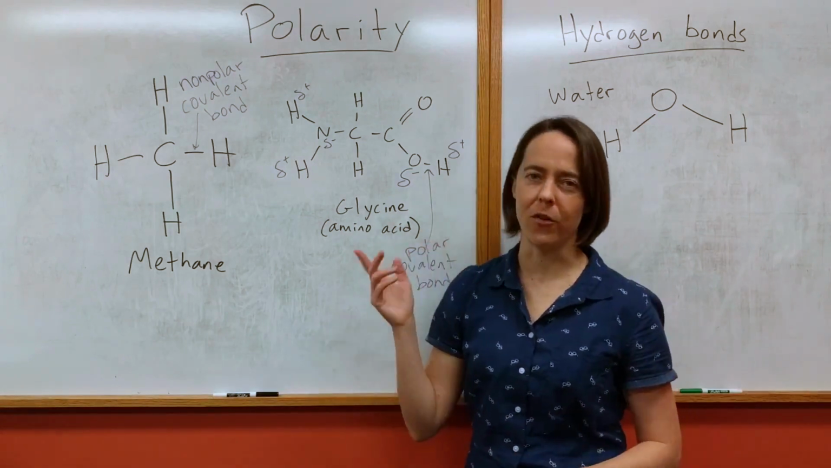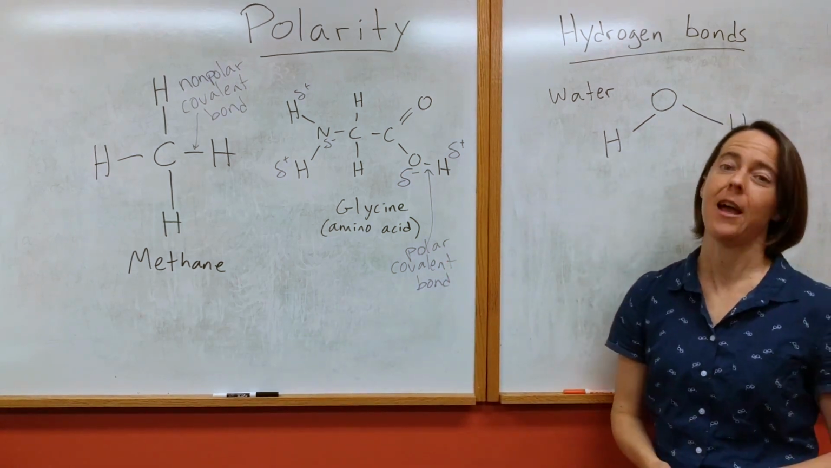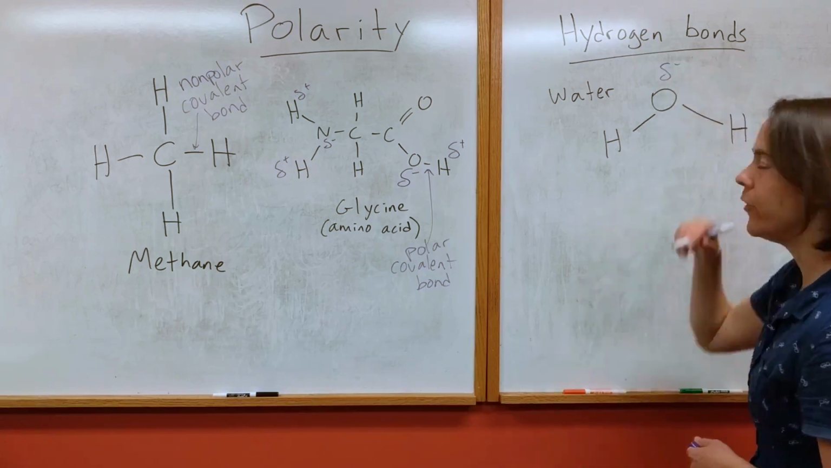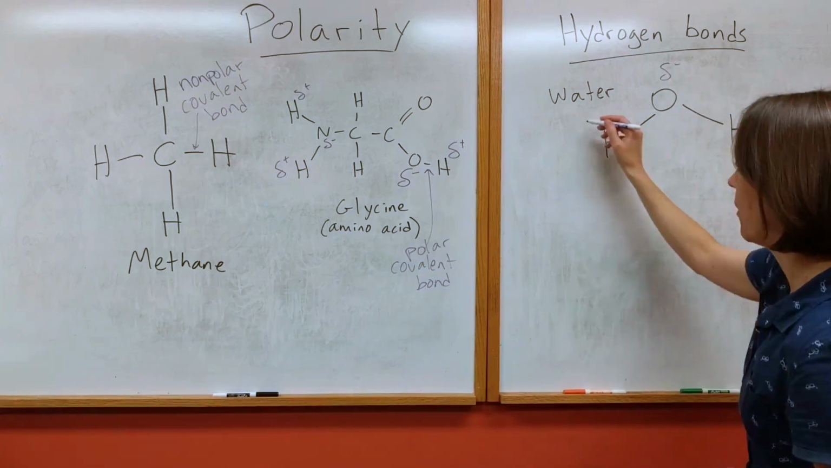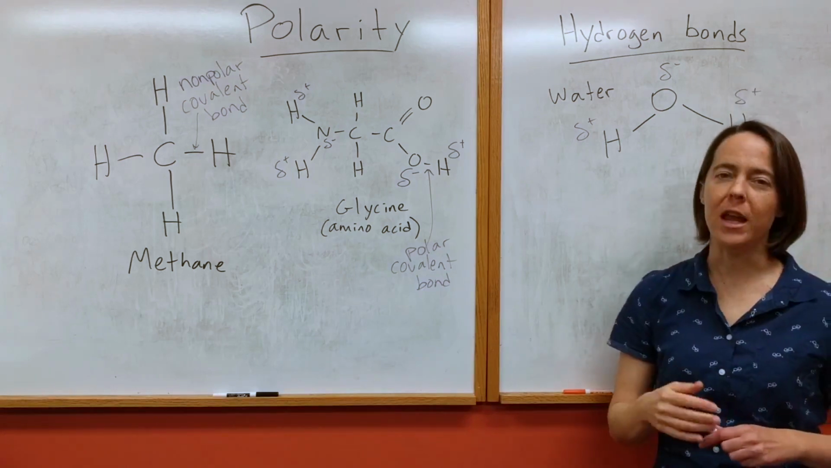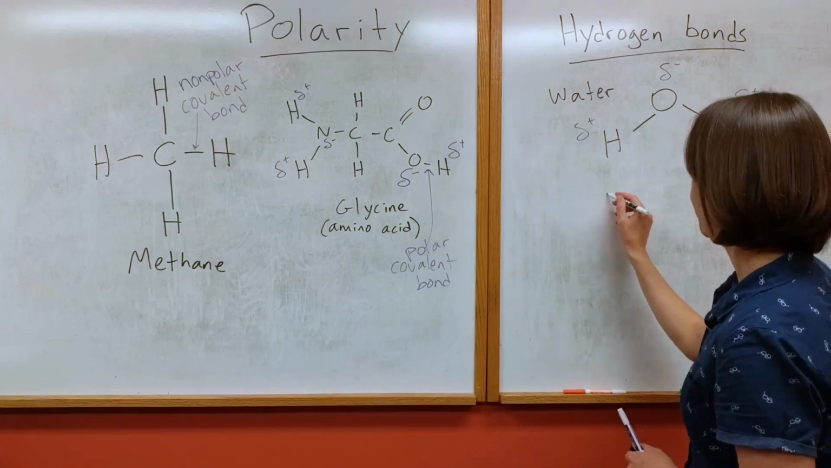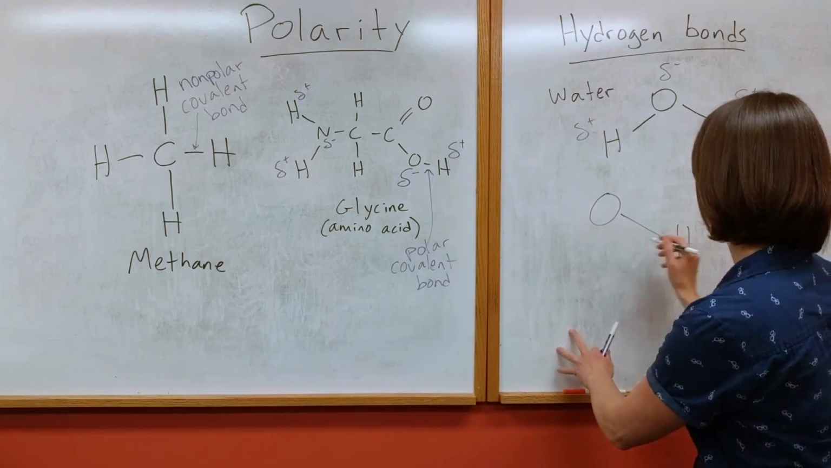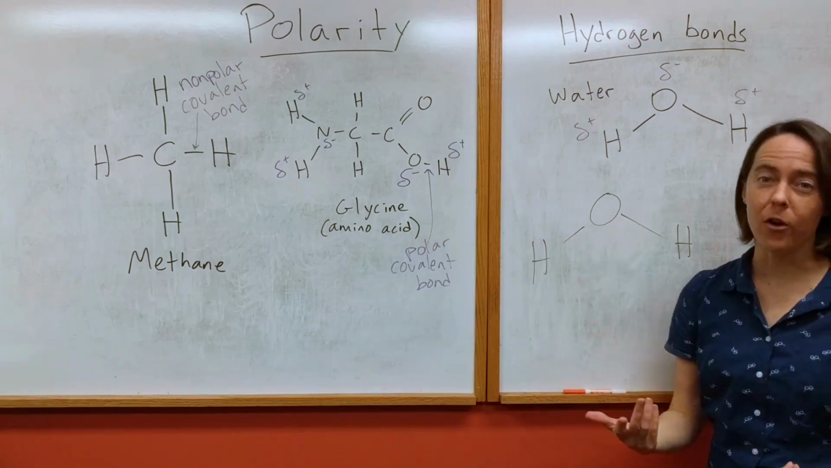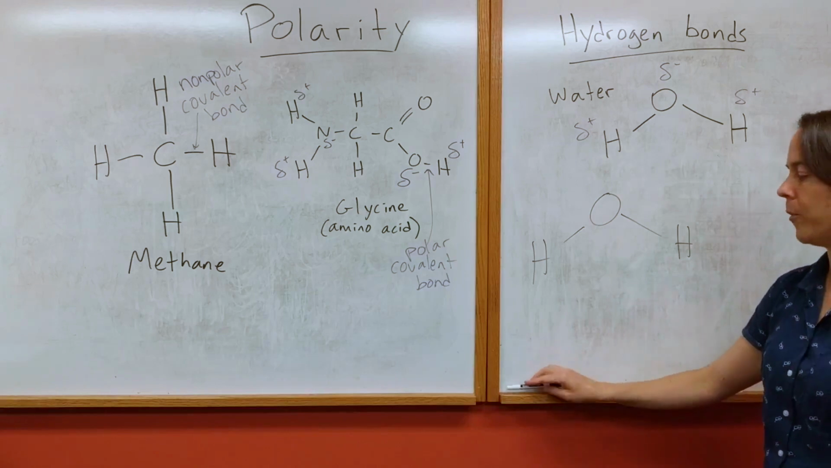So I'm going to show you that over here with water. So this is a water molecule. It also has polar covalent bonds. The oxygen pulls the electrons towards it, away from the hydrogens. So they are partially positive. Okay, so if there is another water molecule around, let's draw another one here. Then the oxygen from this other water molecule can interact with the hydrogen from the first water molecule.